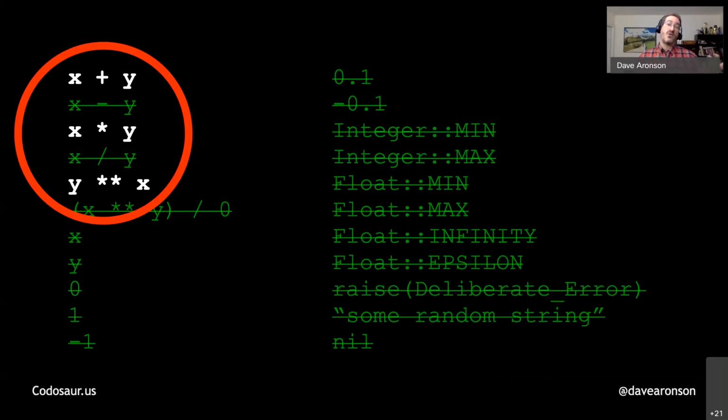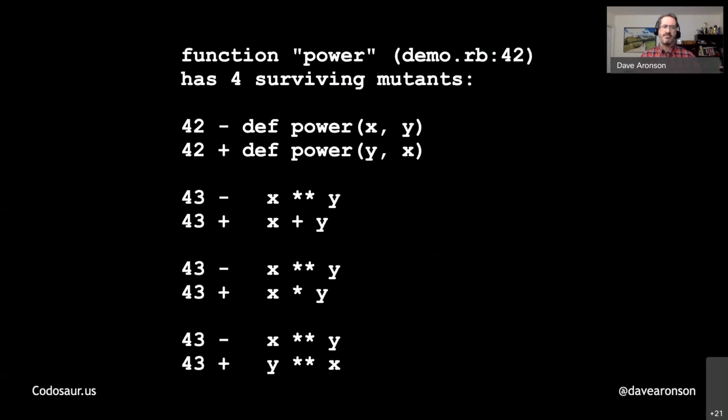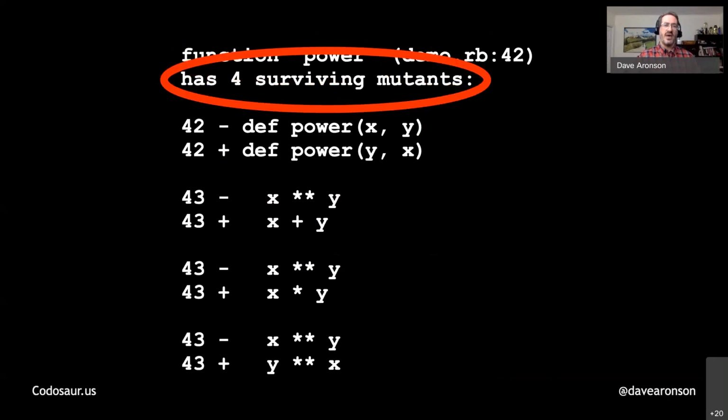We know this because when we run our tool, it gives us a report that looks roughly like this. The exact words, format, amount of context, and so forth will depend on exactly which tool we use, but the information should be pretty much the same. And that is that if we changed the function called power, which is in file demo.rb and starts at line 42, in any of 4 different ways, then all its unit tests would still pass.